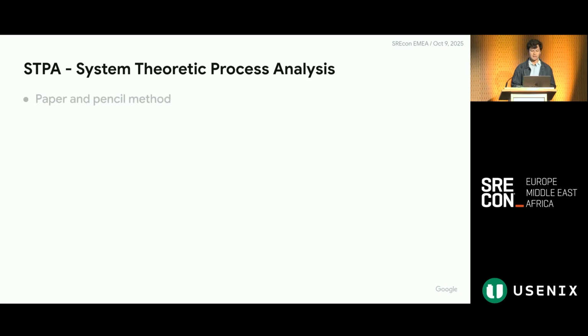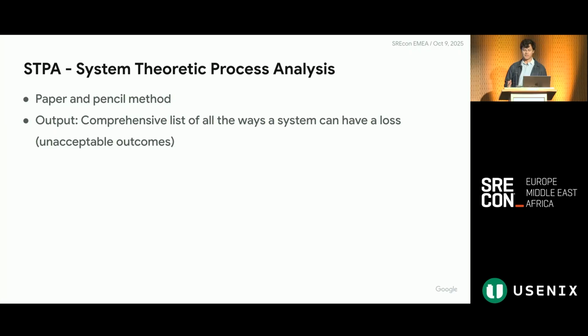Now, STPA is a paper and pencil method that involves modeling the behavior of a system and then analyzing how that behavior can be unsafe. The output of STPA is a comprehensive list of all of the ways that we can have a loss. Now, STPA uses the word loss to mean an unacceptable outcome for all of our stakeholders. So our stakeholders could be vice presidents, our customers, our engineering organization, okay? So these are unacceptable outcomes, and this might be the impact of an incident. So an incident itself might not be a loss, but the outcome of that incident might result in a loss.